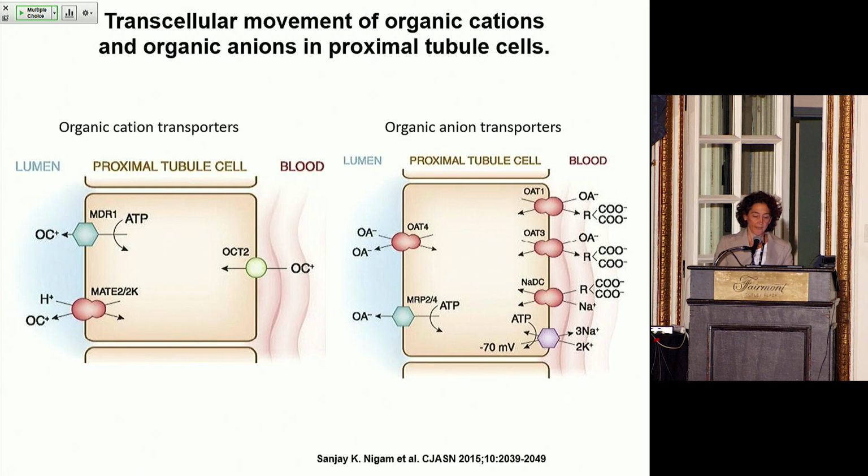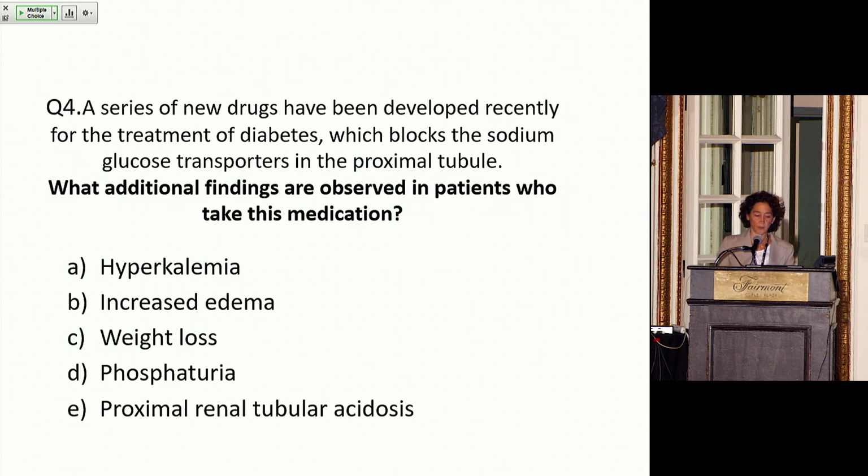Okay. This is just a picture of organic cation transport and organic anion transport. All right. So one more question that relates to the proximal tubule as we go down the nephron. A series of new drugs have been developed, and I suspect you'll hear a lot more about this in the conference, for treating diabetes. And this blocks sodium glucose cotransporters in the proximal tubule. What additional finding is observed in patients who take this medication?